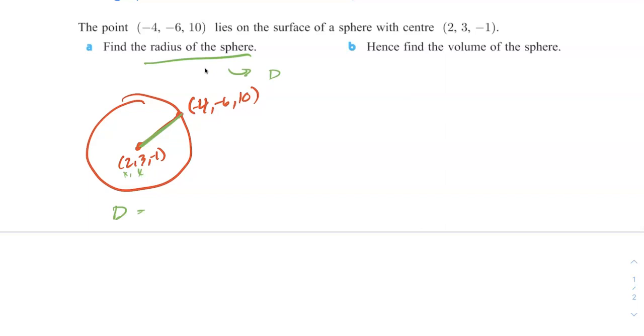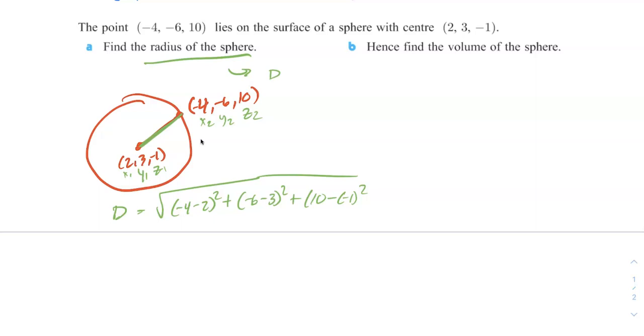I'm going to say x1, y1, z1, and then x2, y2, z2. So it's going to be the square root of x2 minus x1 squared plus y2 minus y1 squared plus z2 minus z1 squared. So I get negative 6 squared, negative 9 squared, and 11 squared. That's going to be big. 36 plus 81 plus 121.